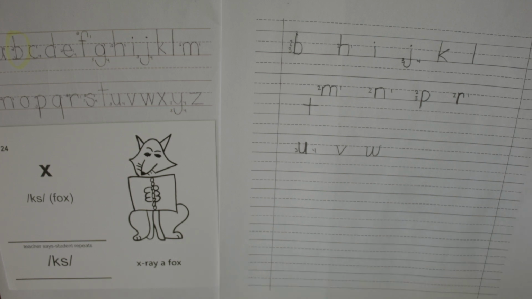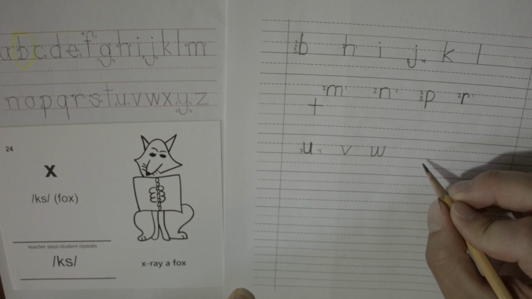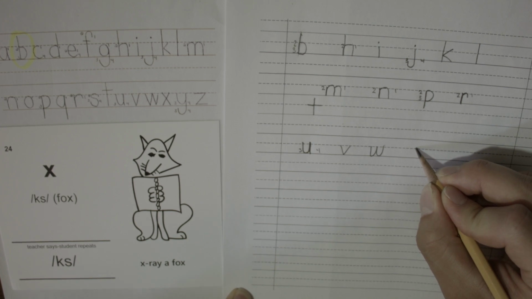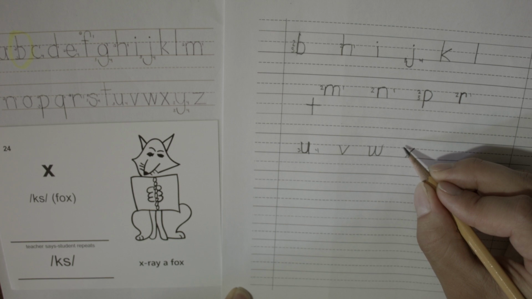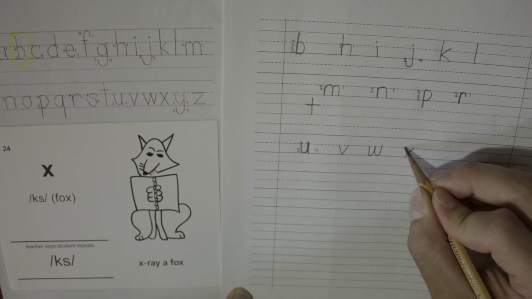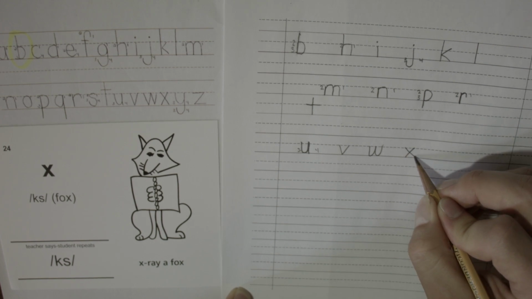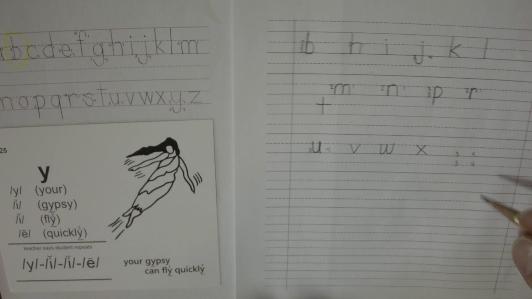All right, this is kss, fox. And the mnemonic is X-ray a fox. So with this particular phonogram, you're going to want to tell your students, begin at the midline and then slant to the baseline and then lift the pencil and begin at the midline again and then slant back across the first line to the baseline. And there's your X-ray of a fox.